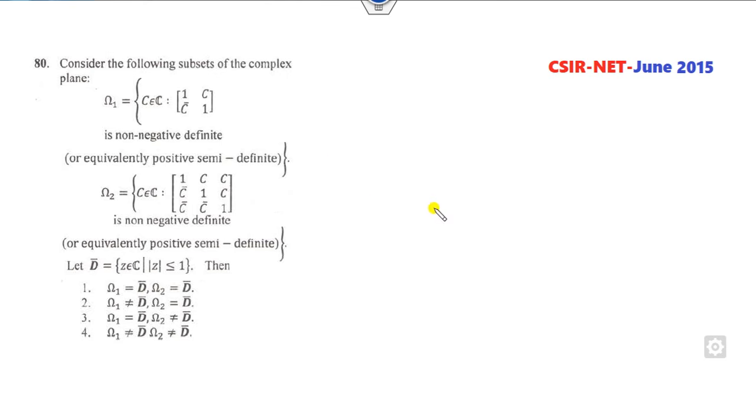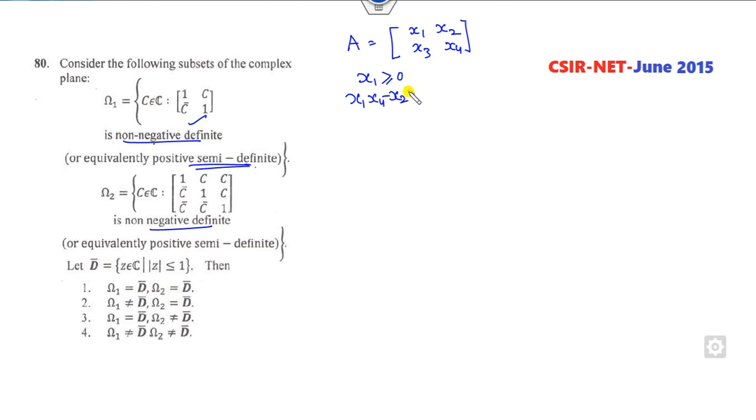Okay, look at the last question. Which of the following is true for the positive definite? What is the negative definite? Simple tip for you: if I say this is my mapping from x1, x2, x3, x4, it is said to be non-negative definite, or positive semi-definite, if x1 is greater than 0 and the determinant x1x4 minus x2x3 is greater than 0. That's the meaning of positive semi-definite.